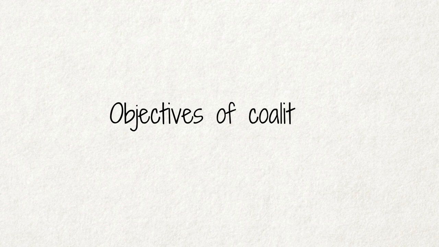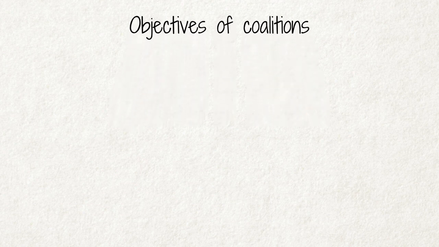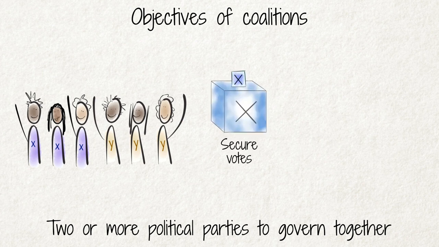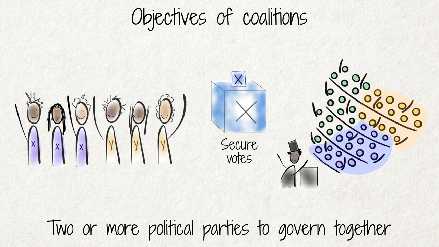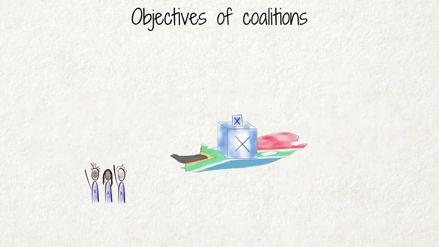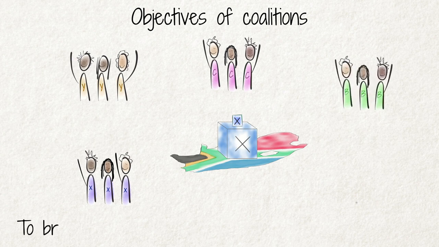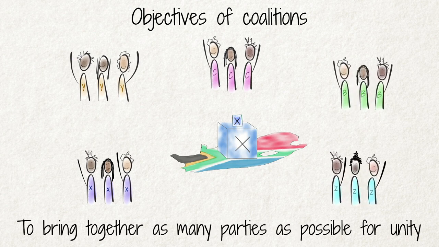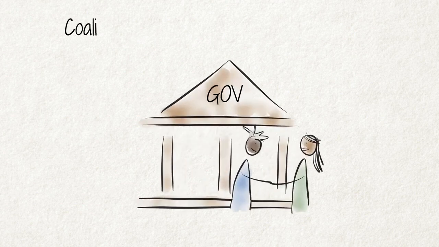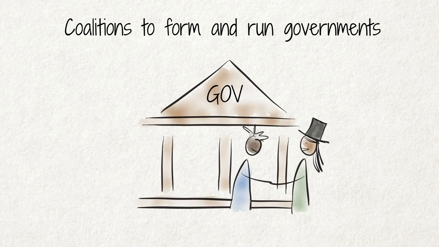Coalitions can have different objectives. The most well-known objective of a coalition is for two or more political parties to govern together. The coalition is then aimed at securing enough votes or enough seats in the parliament or council to form a government and implement a common agenda. But sometimes the objective is broader, such as national unity. Coalitions can be formed to bring together as many parties as possible to achieve unity and/or reconciliation in society. In this video, we will focus on the most commonly known coalition aimed at forming and running a government.